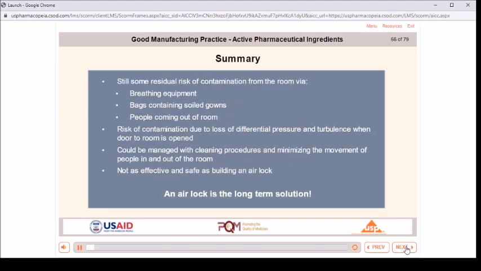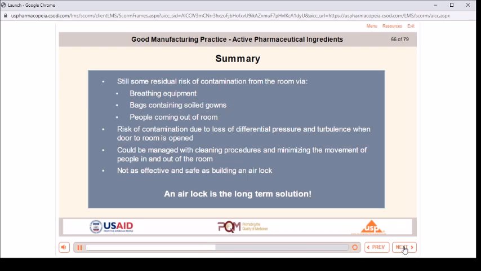Not every story has a complete ending. This one is still in progress. These measures still involve some residual risk that contamination from the room will get out into the corridor, either on the breathing equipment, on the outside of the bags containing the gowns, or on the clothing of the people coming out of the room due to dust that may settle on the people after they have removed their gowns.